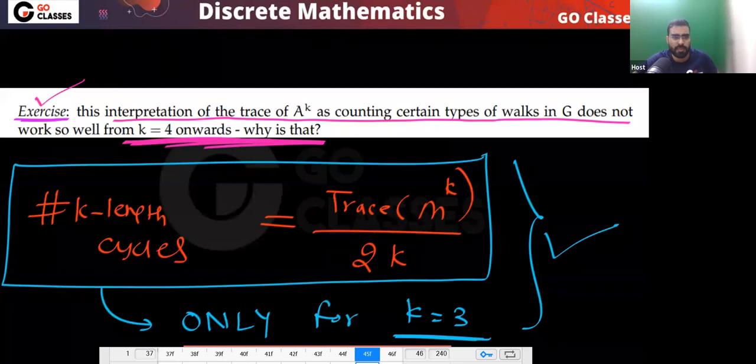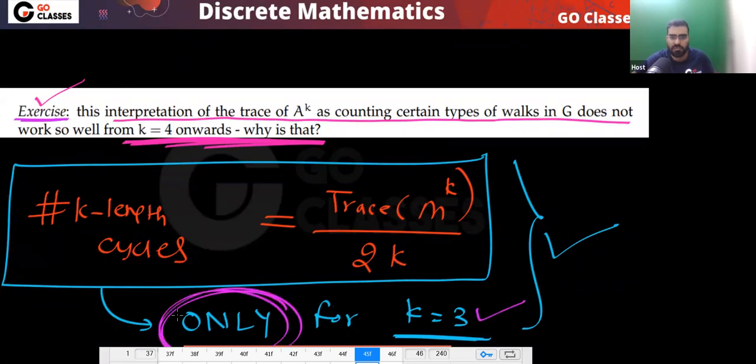Okay, so anyway, let's see this. You can see this is a standard question. Remember, this formula will work: number of K length cycles is equal to trace of M power K divided by 2K. This will only work for K equal to 3. Only for K equal to 3. And this is a Berkeley question.